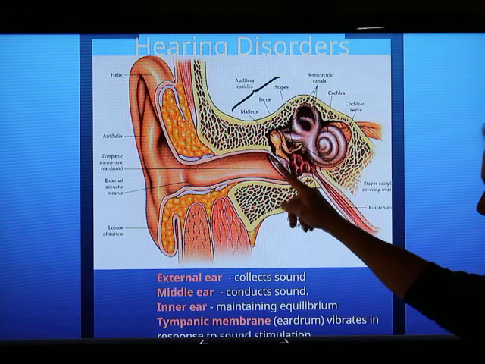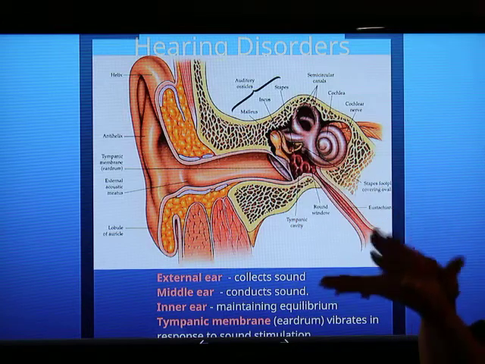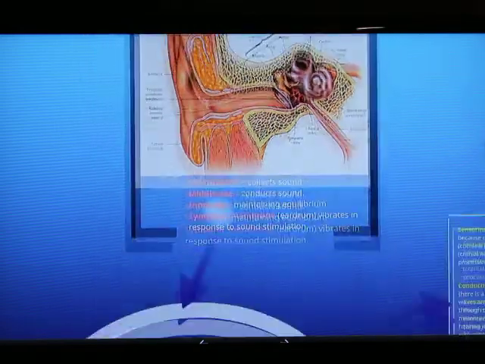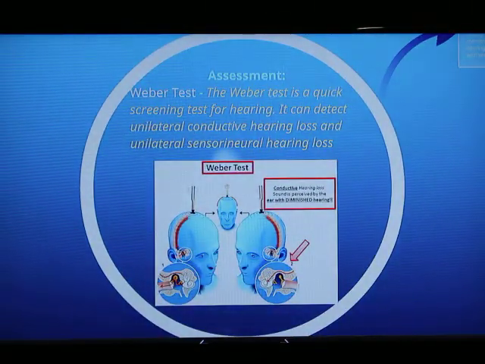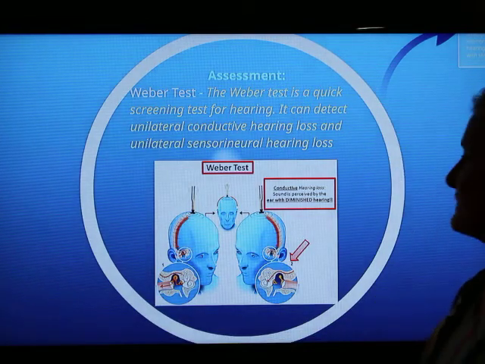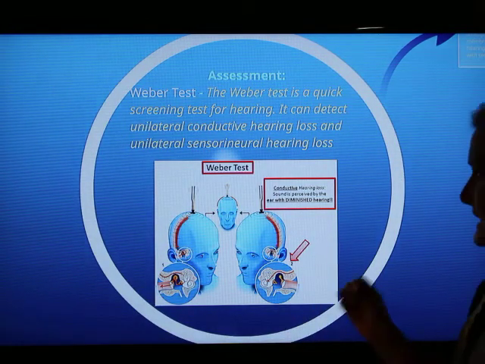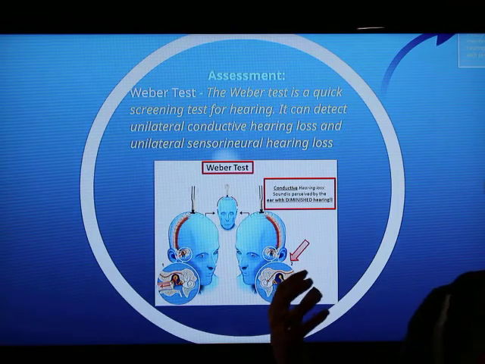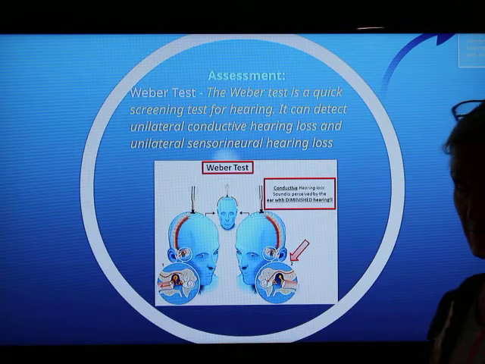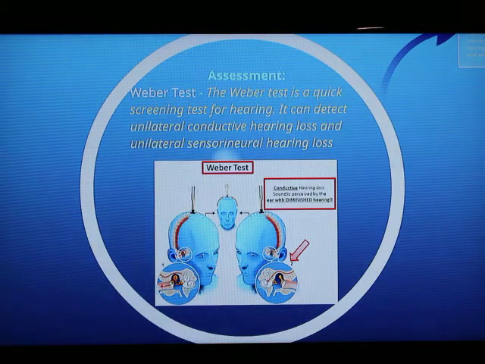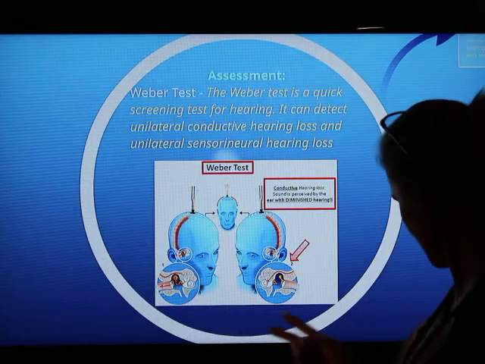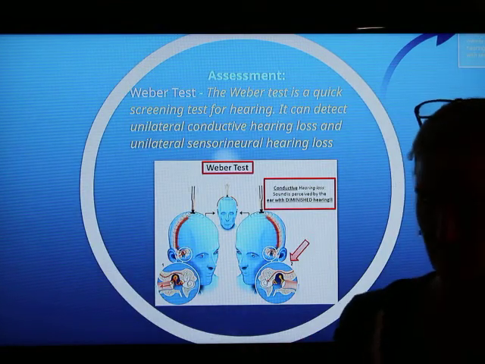And your tympanic membrane vibrates. It's like the end of a drum, and it's just going to respond to stimulus. So how do we know what kind of hearing problem somebody has? There are two kinds of hearing problems: a conduction problem and a sensorineural problem. There are a couple of different assessment tests that we can do, and I meant to bring one down here with me. If I think of it, I'll bring it to class.